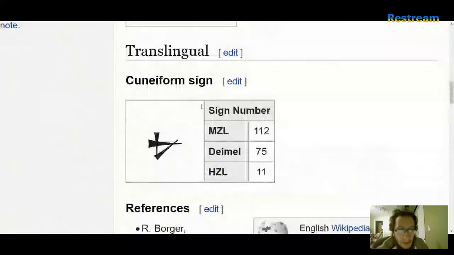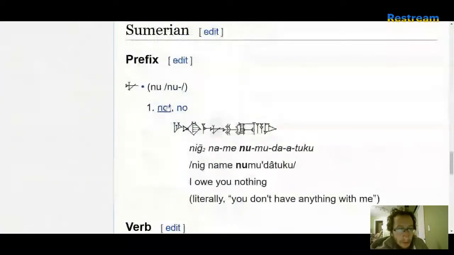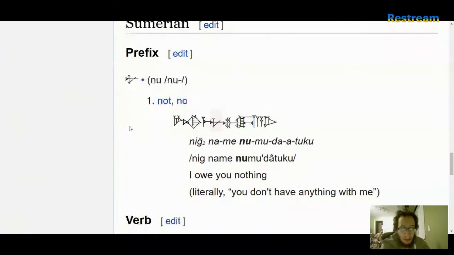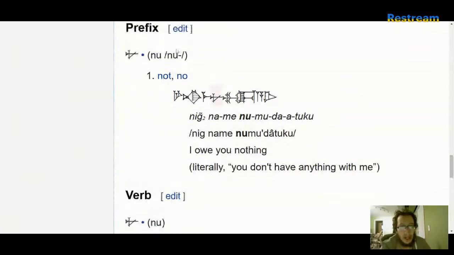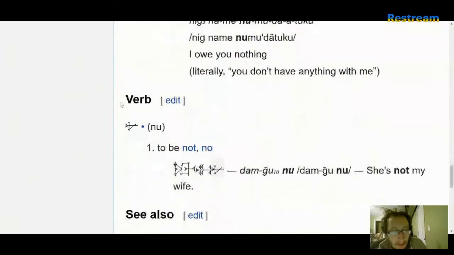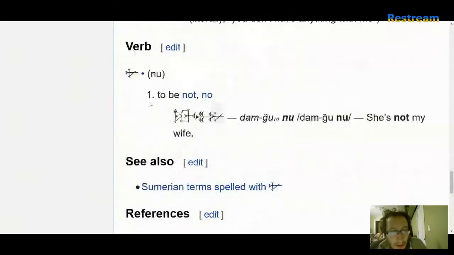So we'll take a look first at the Sumerian. So what does the word mean in Sumerian? That word can mean no, or not. And interestingly, that word for no in Sumerian is nu. It's kind of cool how, in a lot of different languages, the word for no is very similar. So it can mean no or not, and as a verb, to not be something.